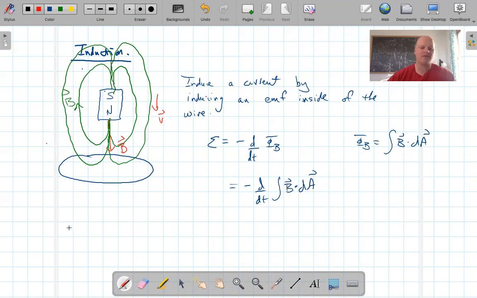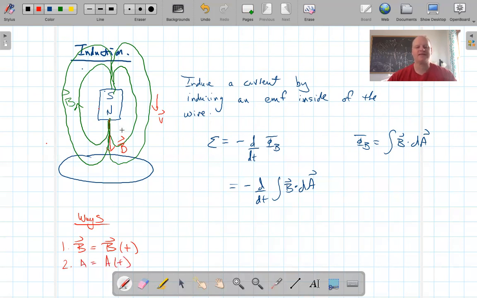Now, this can happen in one of 3 ways. Number 1: the magnetic field itself can be time dependent. In this case, I could put this loop into a magnetic field, like an electromagnet, and then turn up the size of the current. So the magnetic field itself is changing as a function of time, which then induces an EMF inside of this wire. That's the first way. The second way is we could change the area as a function of time. So here the area is actually time dependent.